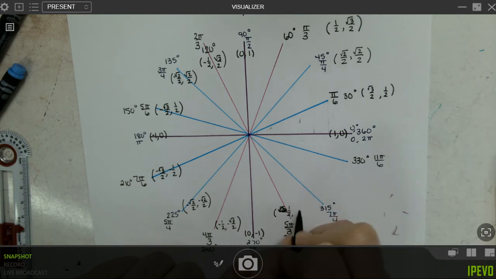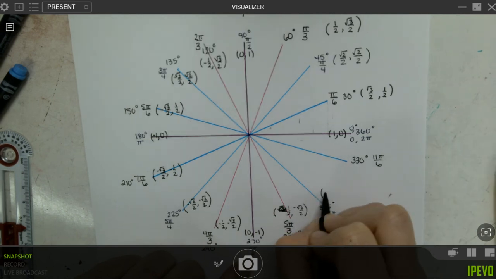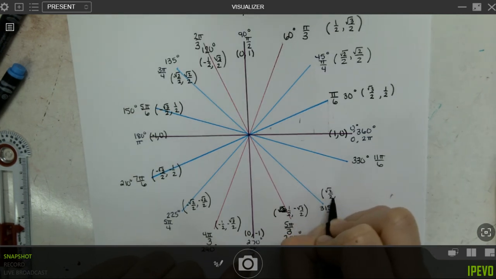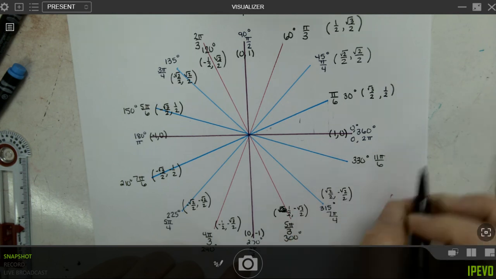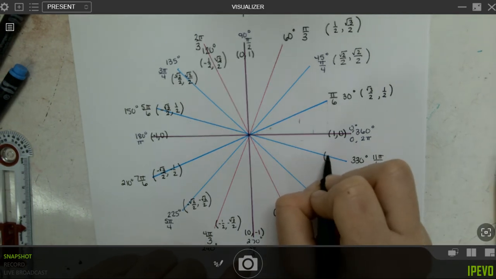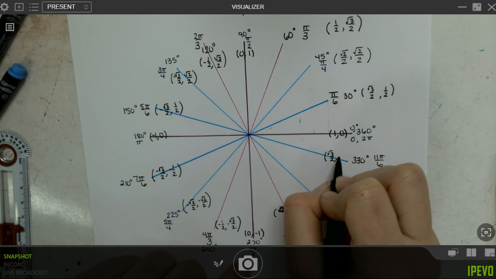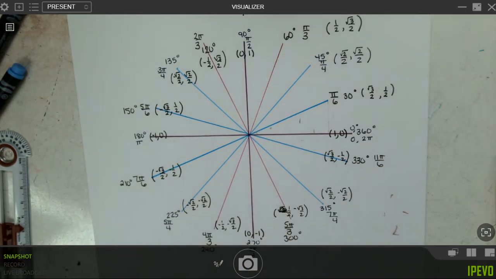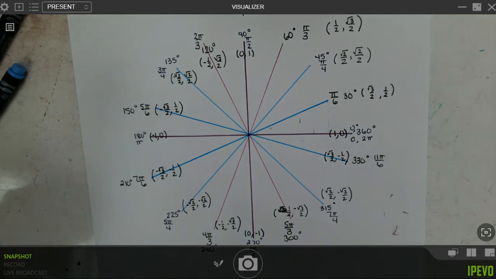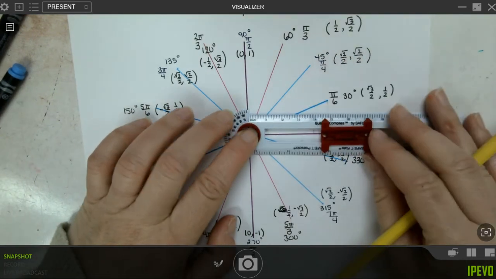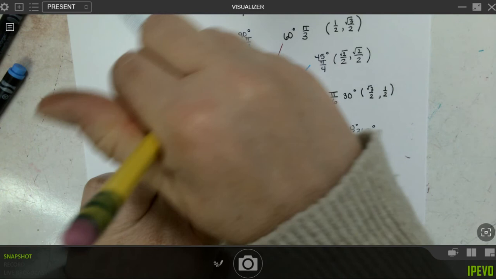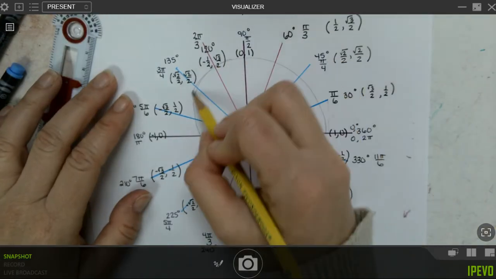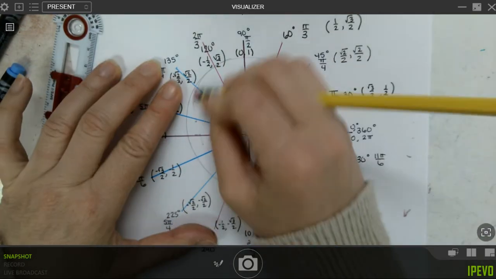Positive 1/2, negative root 3 over 2. Positive root 2 over 2, negative root 2 over 2. And lastly, positive root 3 over 2, negative 1/2. And those are coming from the reference triangles. So you can see that essentially we have a circle here. Oop, I think my radius keeps changing, so I'm just going to go like that. You have a unit circle, just like that.